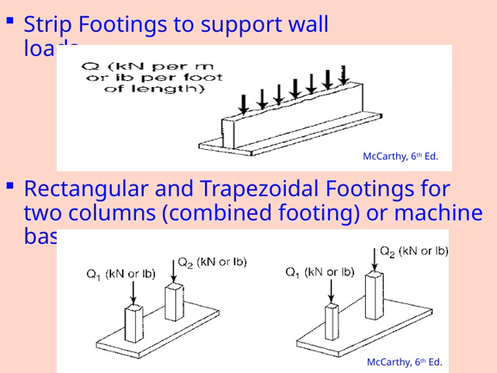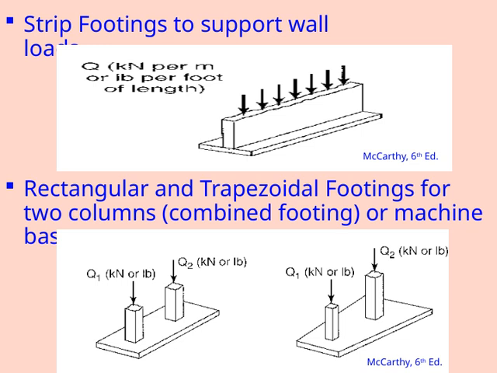When supporting multiple columns, we often combine footings into what's called a combined footing. This helps distribute the load efficiently, especially when columns are spaced closely together or if the soil-bearing capacity varies. As referenced in McCarthy's 6th edition, these types of footings are fundamental in foundation design. The shape, rectangular or trapezoidal, depends on the load requirements and the layout of the columns or walls.